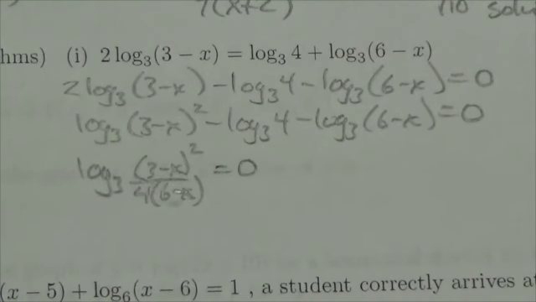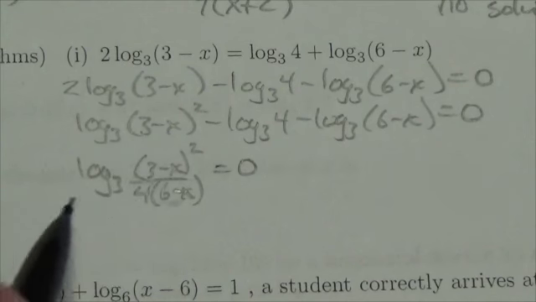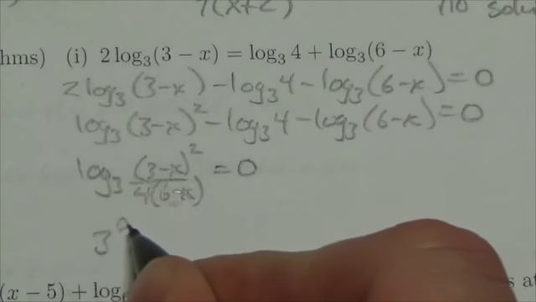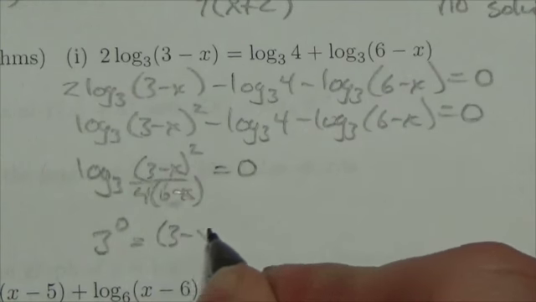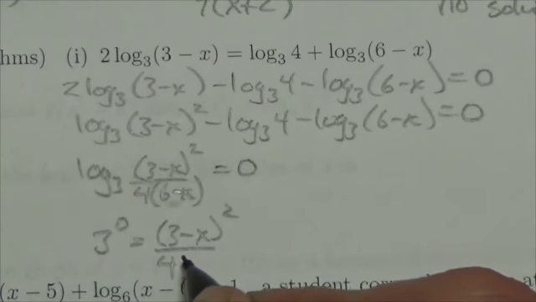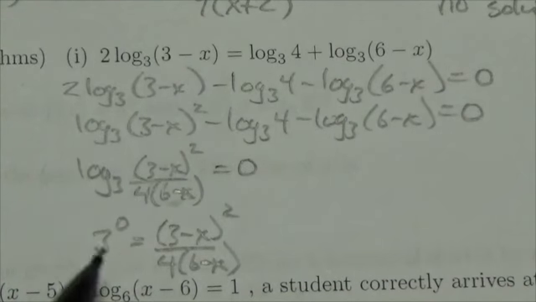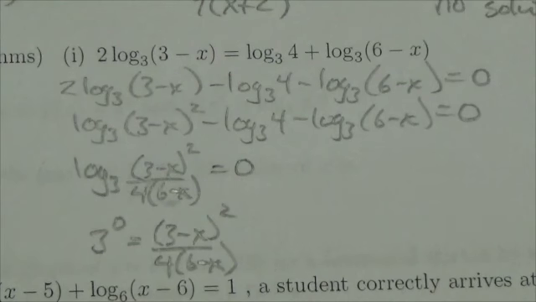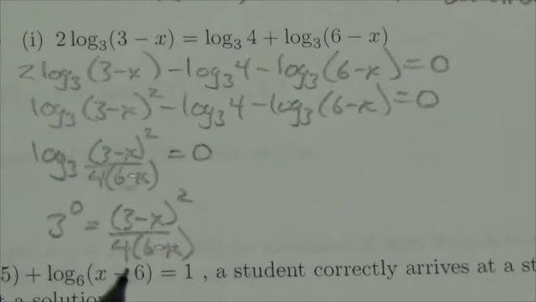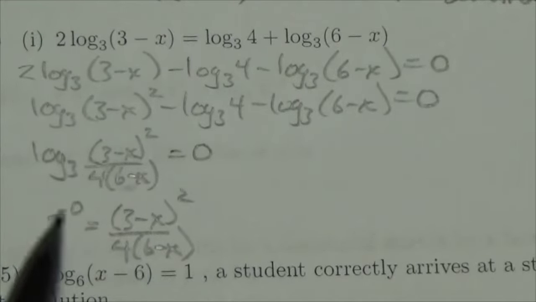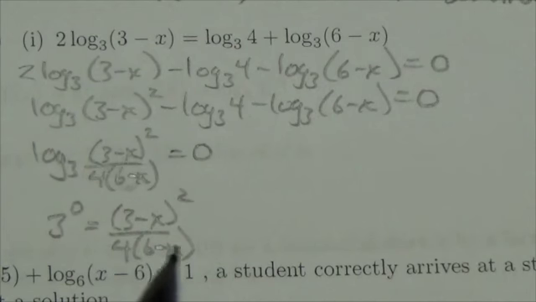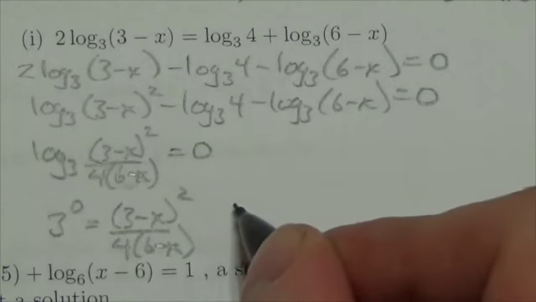What I'm going to do here is convert this to exponential form to get rid of the logarithm. So this becomes 3 to the 0 is equal to (3 minus x) squared over 4 times (6 minus x). Now it's basically a rational equation, and this is fairly easy to solve. Remember, 3 to the 0 is 1, not 0. It's a really common mistake to do that here. So I'm going to bring this denominator up over here, and I'll distribute the 4 through.